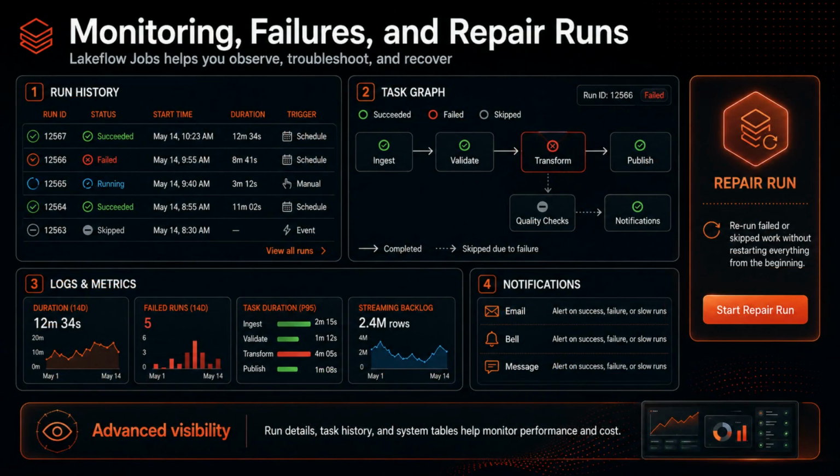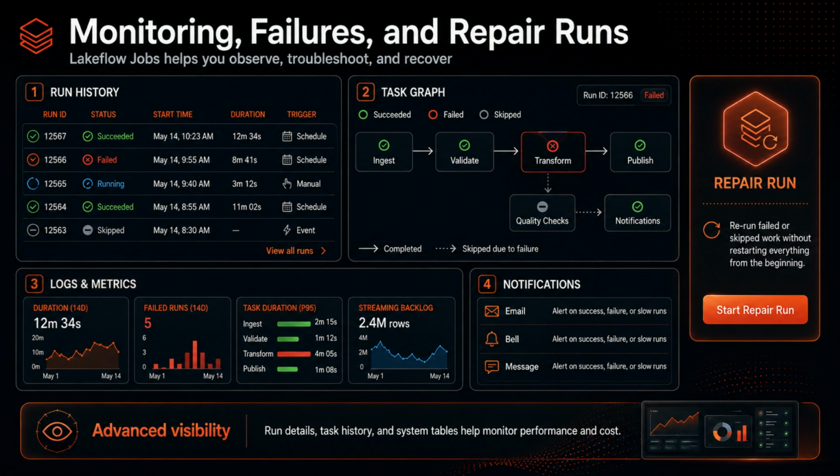Monitoring is one of the most important parts of production data engineering. Lakeflow Jobs gives visibility into run history, task status, logs, metrics, notifications, and failures. In the run history, we can quickly see which runs succeeded, failed, are still running, or were skipped. The task graph helps us understand exactly where the workflow failed. For example, if the transform task failed, downstream tasks may be skipped because they depend on that step.